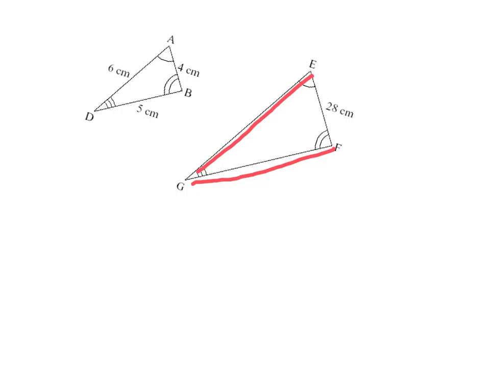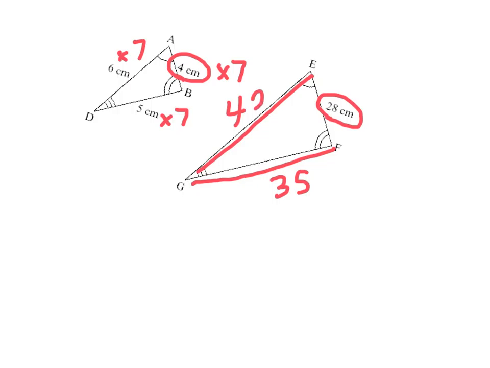All right, I can see that the corresponding sides on my similar triangles, this side 4 corresponds to this side, 28. So it appears that this triangle, the lengths are 7 times as much. All right, so that means I can go 5 times 7, and that would give me this side, 35. And I can go 6 times 7, and that would give me this side, which is 42.